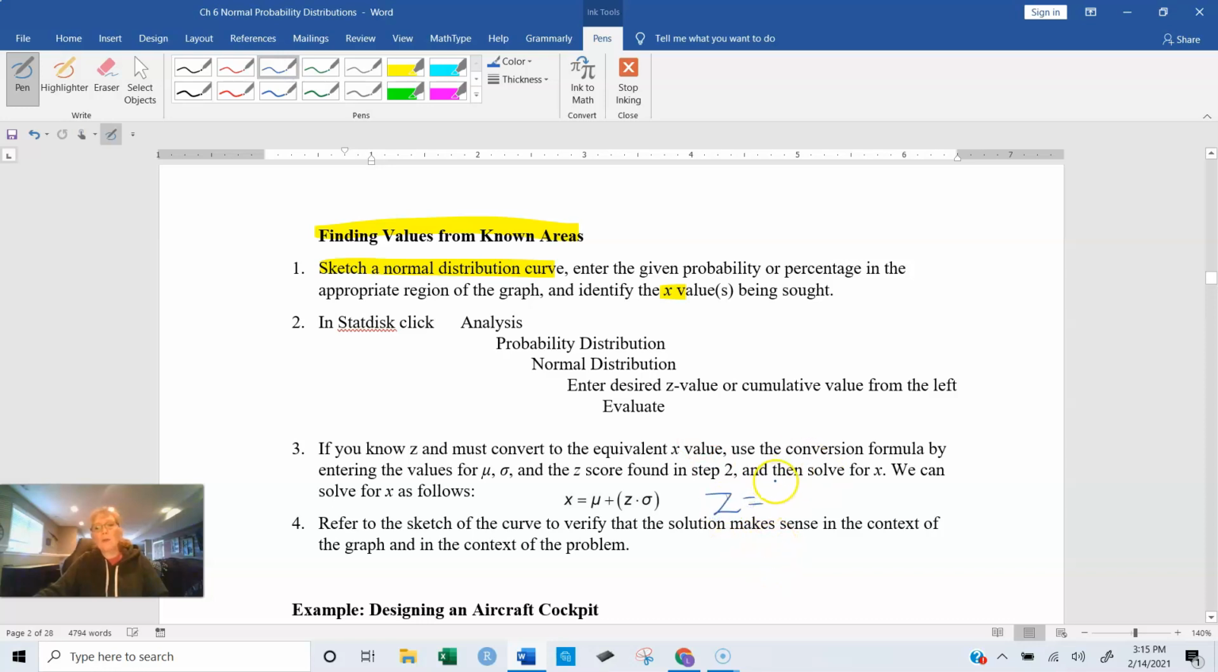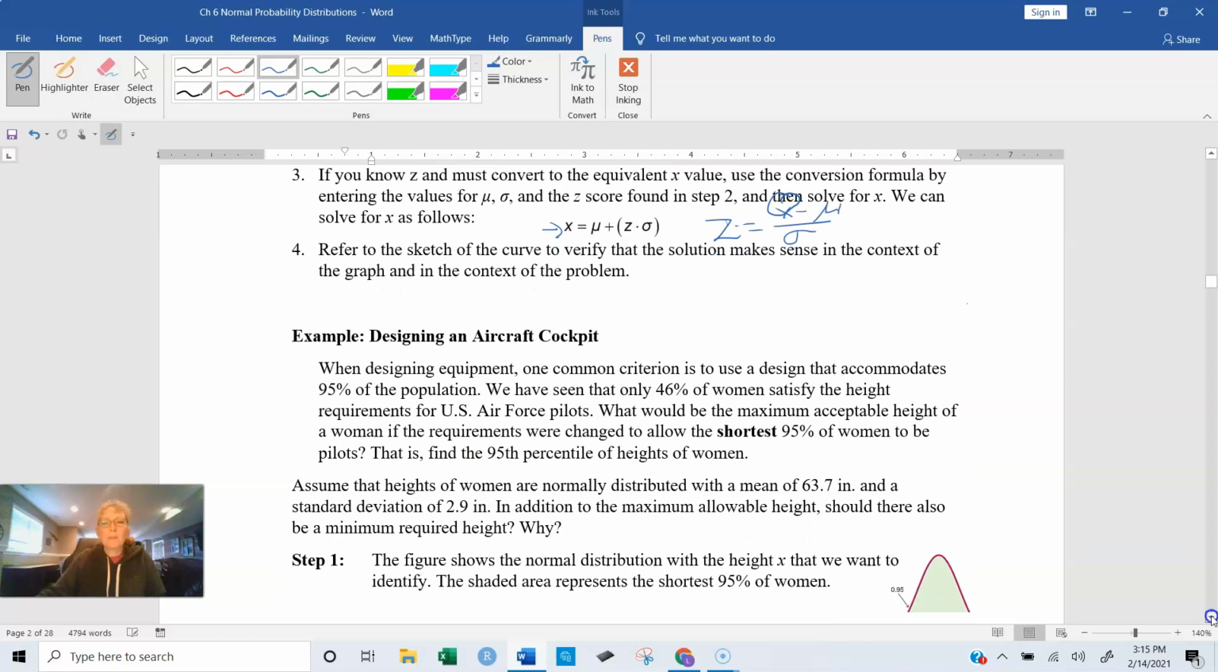Z is equal to x minus mu over sigma, or your standard deviation. And this time you're going to solve for x. This is just showing what x looks like when you solve, because you multiply by sigma and you add your mu. So it's not too bad. All right, then you're going to check your sketch to make sure it makes sense.